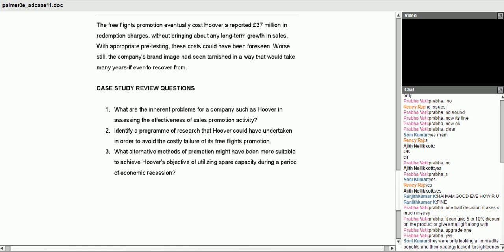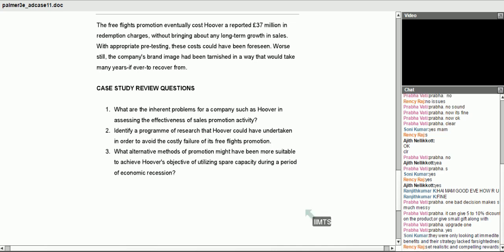They were only looking at immediate benefits and their strategy lacked far-sightedness. Yes, Sony, exactly. There was no comparison between the techniques which they used. They were offering a ticket that was for £250 and they were getting only 70 pounds. So there was already a 180 pound difference. So that was, as it is, a loss on the sale of one vacuum cleaner. So this was really disastrous for them.